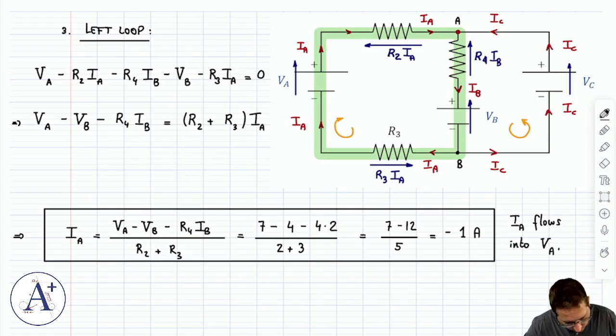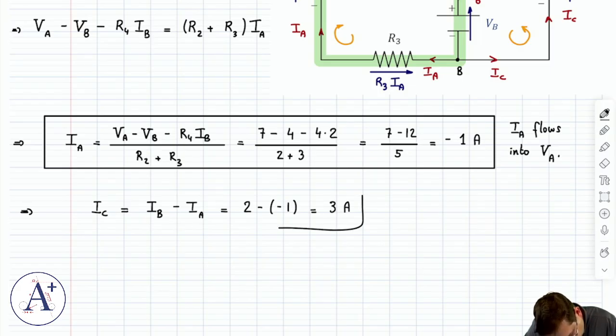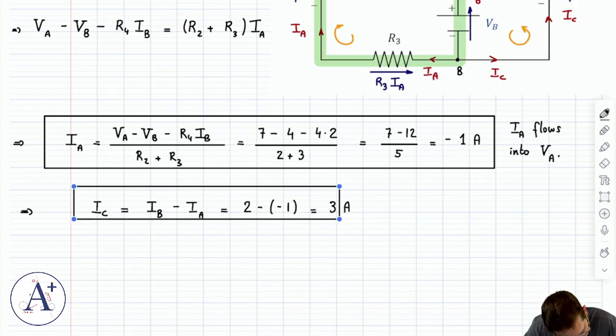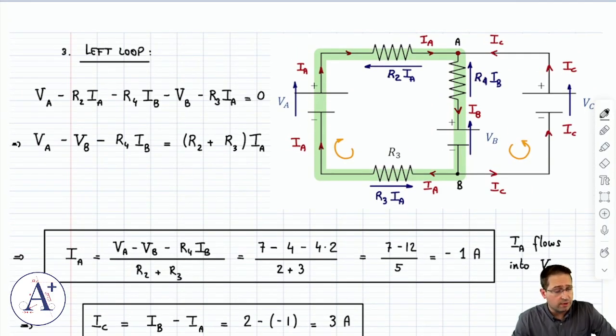And so when I'm solving for IC, which is what I want, I'm going to solve for IC with the node law. I'm going to say IC is IB minus IA, that is going to be, well, IB is 2, minus, careful, minus 1. So then I get 3 amps. Okay, so IC is positive, which means that my guess to draw it flowing out of VC is correct. Therefore, I know VC supplies power, right? Because the current comes out of the battery.